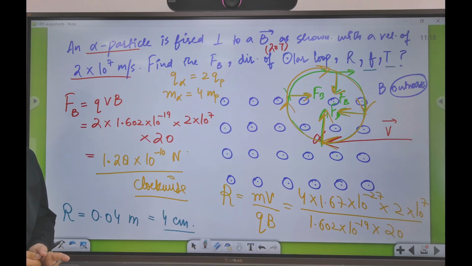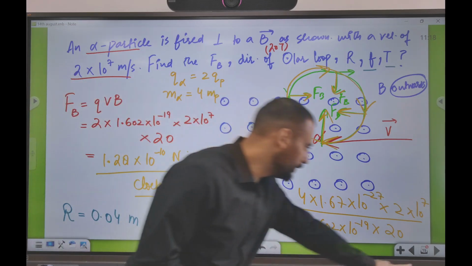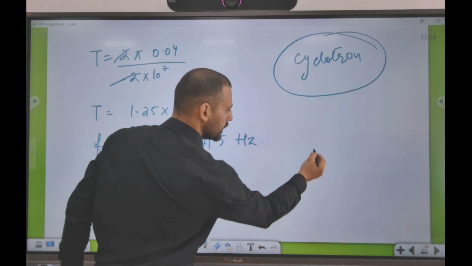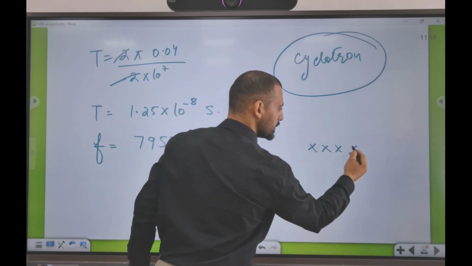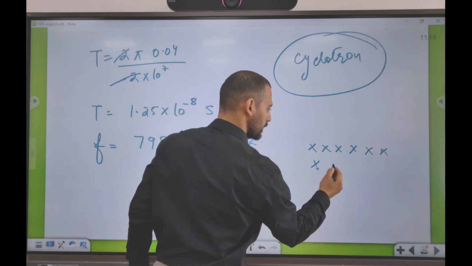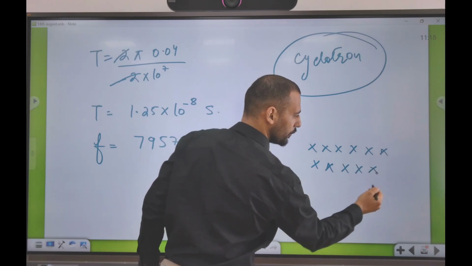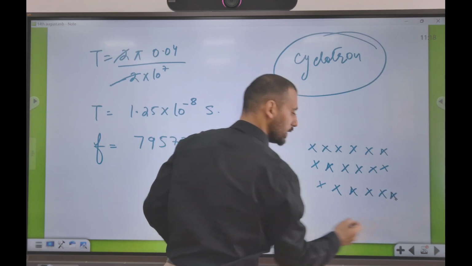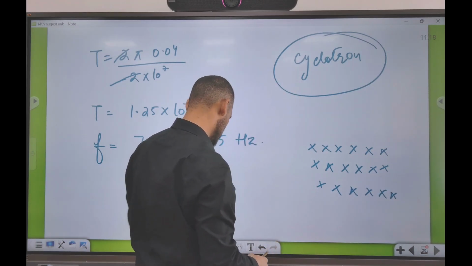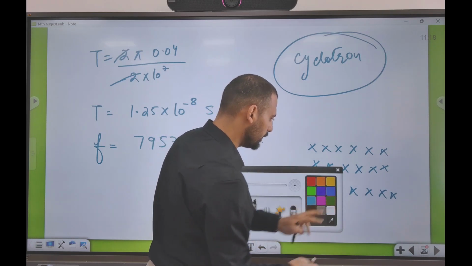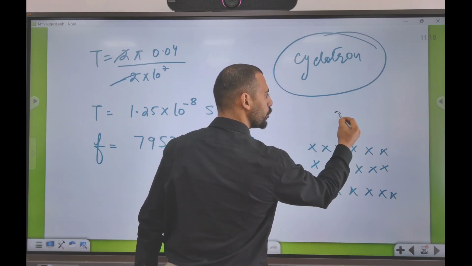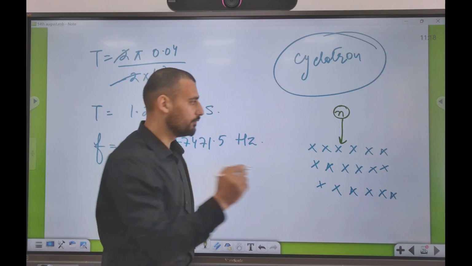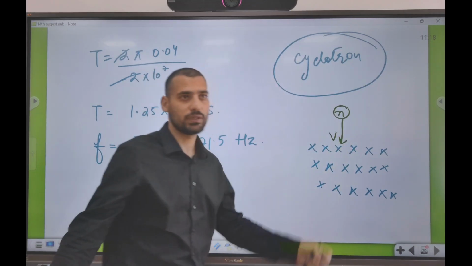Is it clear? If it is clear, I will stop here with this last thing. There is a magnetic field something like this. Just show me the direction of the circular loop. A particle is fired, a neutron is fired like this. Okay? With some velocity v. Tell me what is the path.